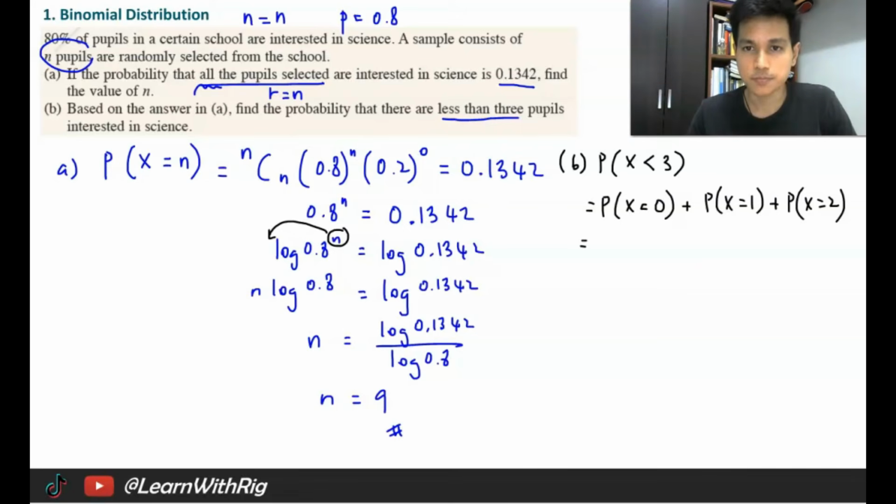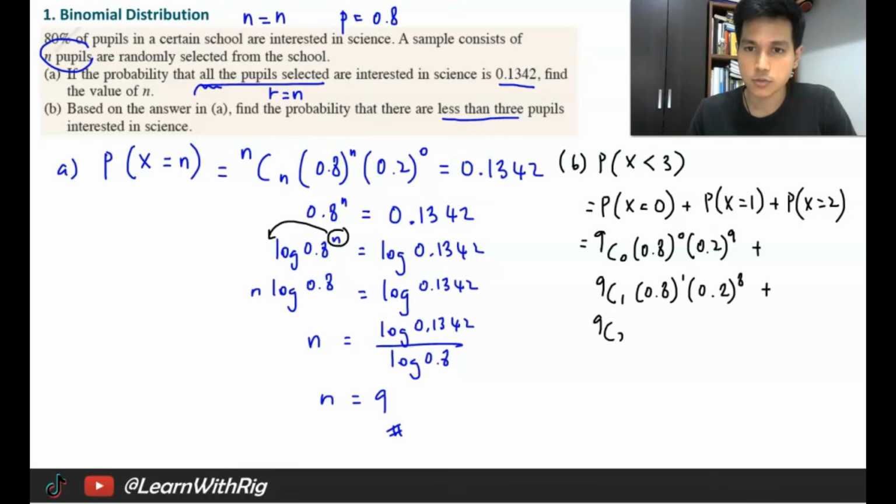So we're going to substitute. You get 8. Sorry, is that 8? Yeah, 8. Sorry, 9. So your n value is 9, right? So that means 9 choose 0, the p value is 0.8 power 0, and then 0.2 power 9, plus 9 choose 1, 0.8 power 1, 0.2 power 8, plus 9 choose 2, 0.8 power 2 and 0.2 power 7.